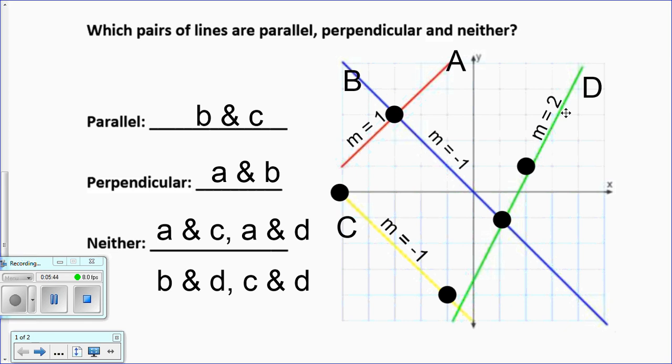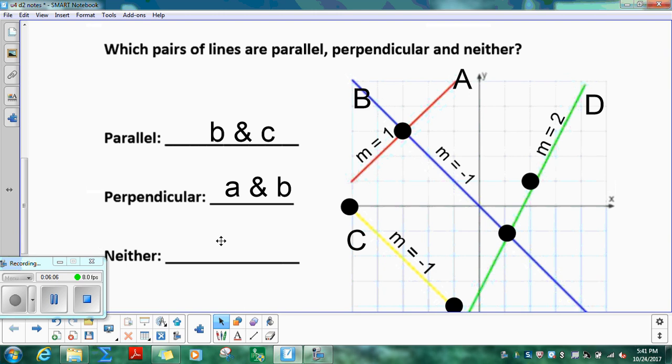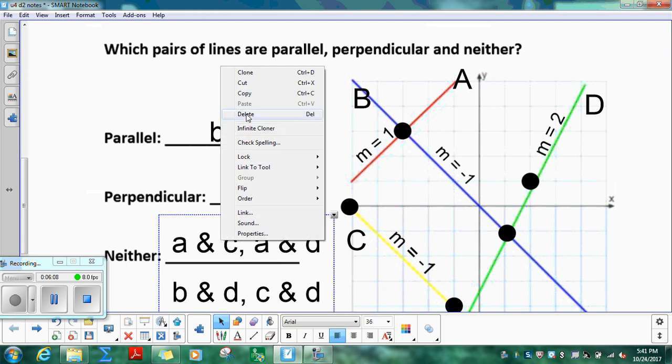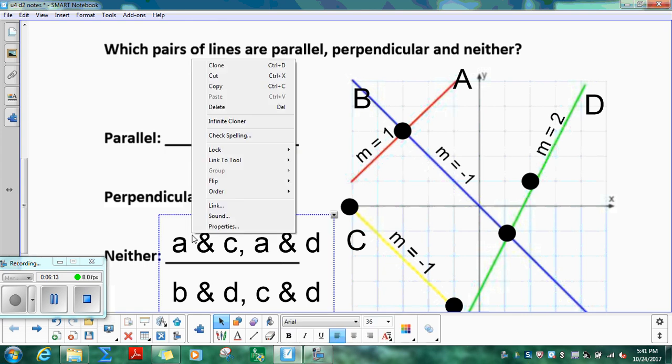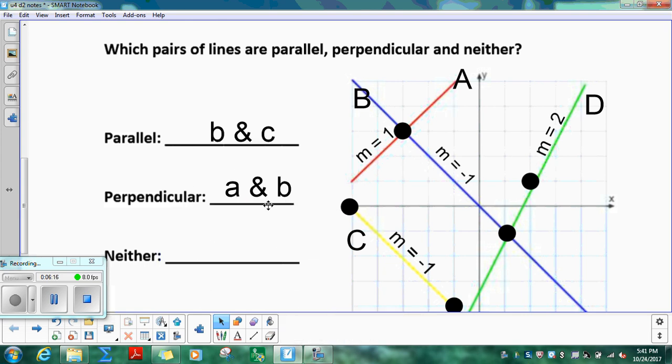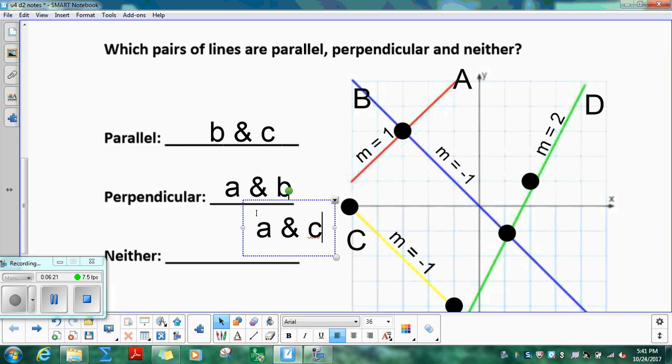Then you go through neither, which are the ones that are not the same as each other and not opposite reciprocals of each other. Well, A and C, oh, I did it again. Those are actually perpendicular, right? Because 1 and -1. I don't think it's going to let me write it when it's in full screen. So, let's just delete it. And there we go. So here we actually have A and C are also perpendicular.